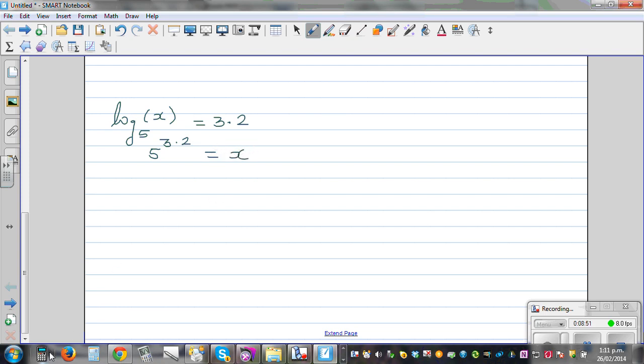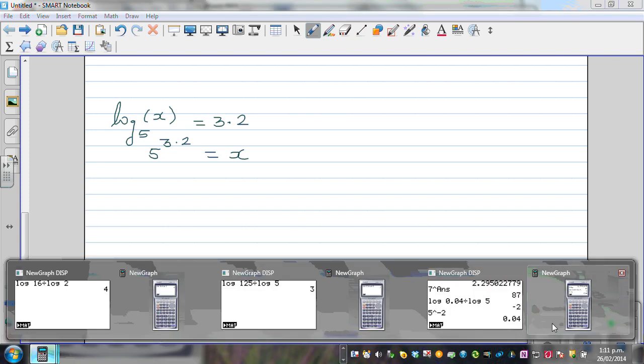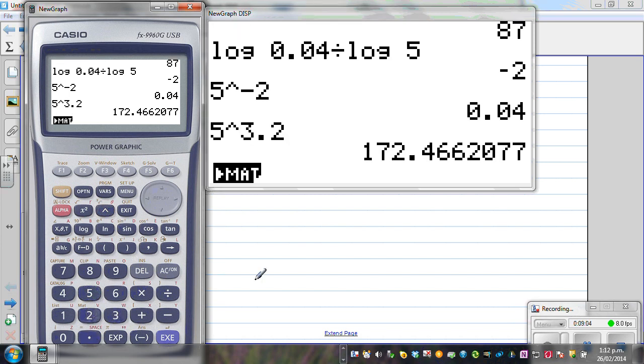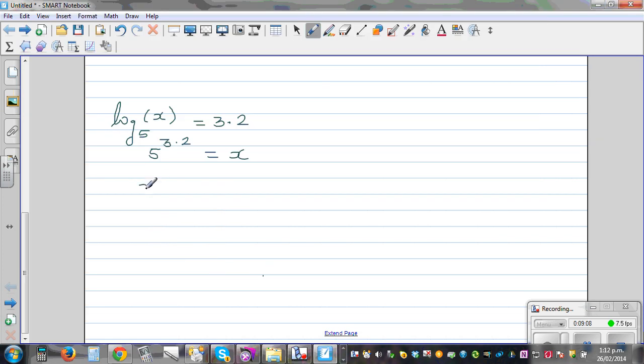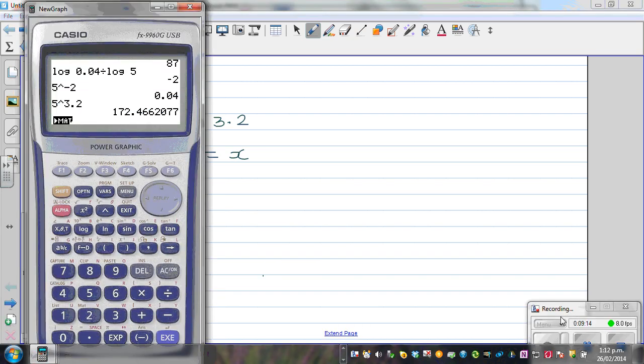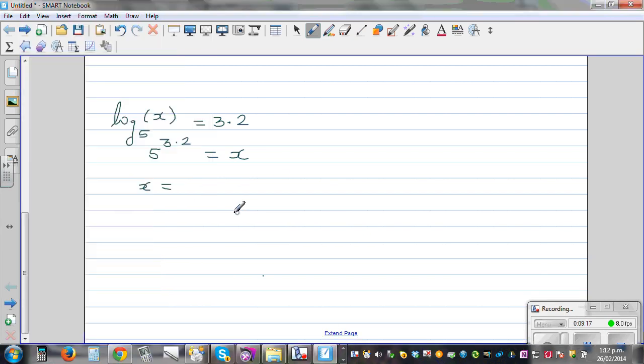So now use a calculator. My calculator is already open. So 5 raised to 3.2 is a crazy number, which is 172.64662. So x is, up to 4 decimal places, what's the answer? I keep forgetting the answer. 172.47. So let's write it up to 2 dp.